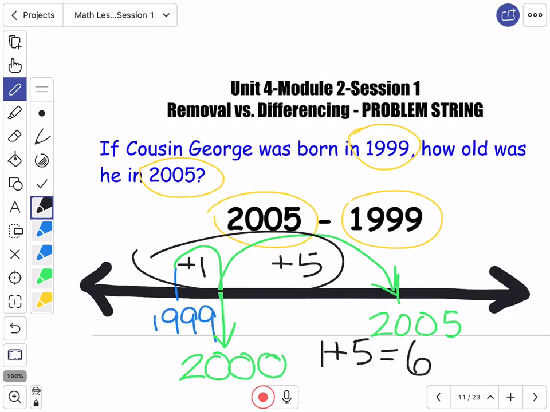So if Cousin George was born in 1999, how old was he in 2005? We're trying to figure out 2005 minus 1999, okay? I'm doing a little bit of jumping from my earlier year to my later year. So from 1999 to 2005, that is 6 spaces. So what I'm going to do here is flip slides again.